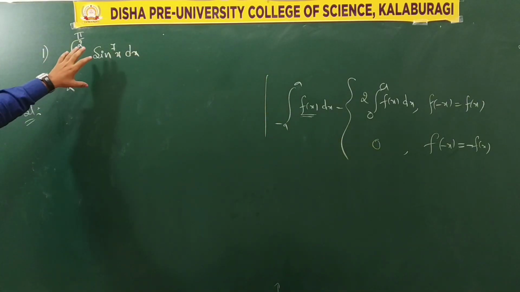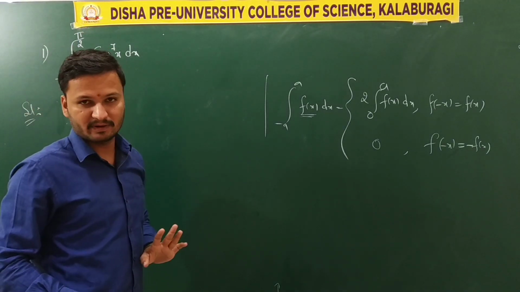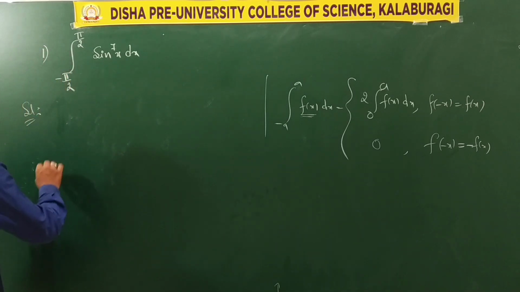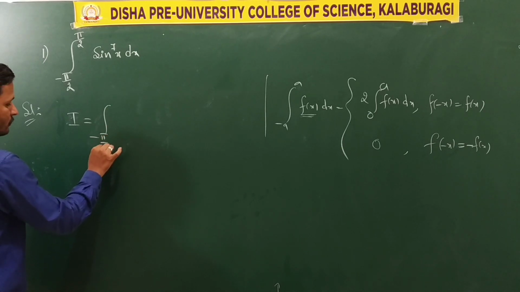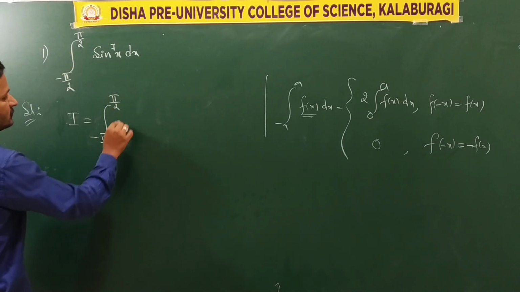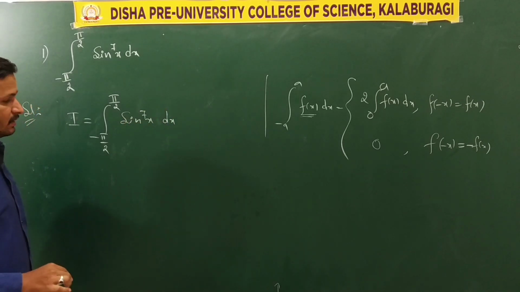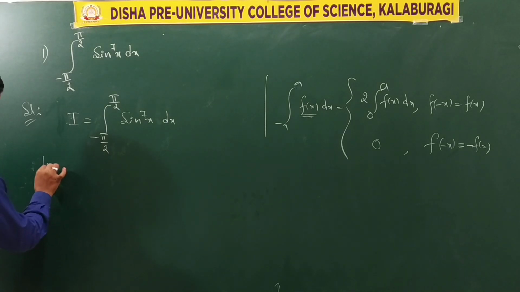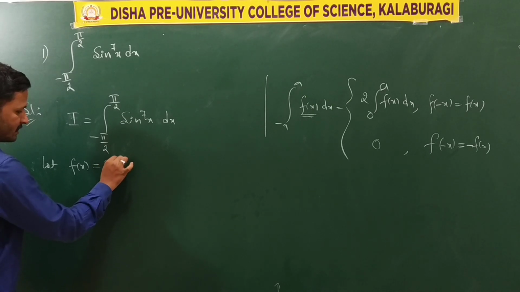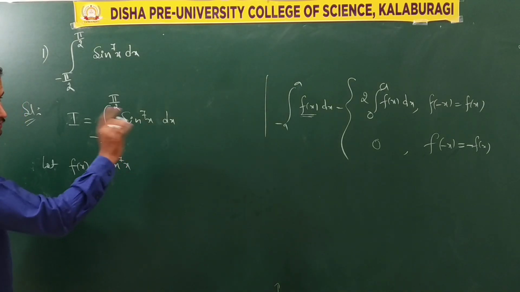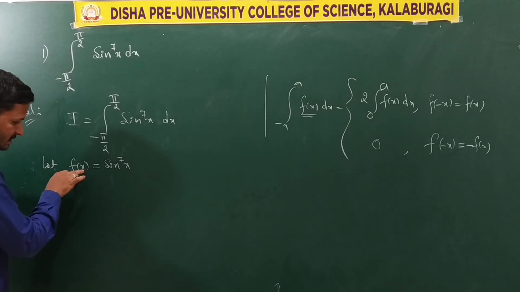That means here we need to check whether sin raised to 7x is an even function or an odd function. So the given integral I from minus pi by 2 to plus pi by 2 sin raised to 7x into dx. Here let f of x be equal to sin raised to 7x. This is the given function. So we need to check whether sin raised to 7x is even or not, by substituting minus x in place of x.